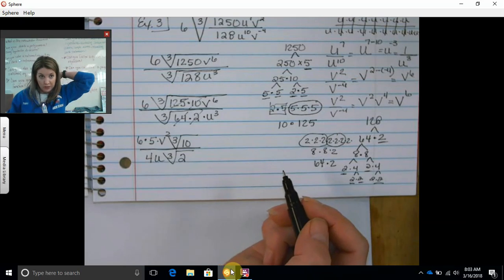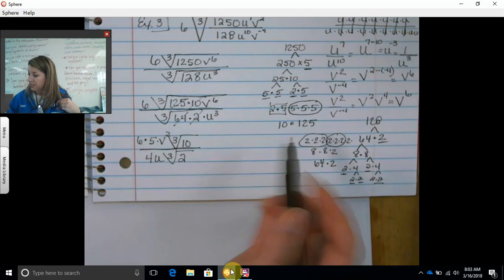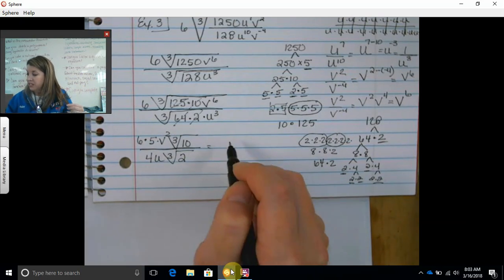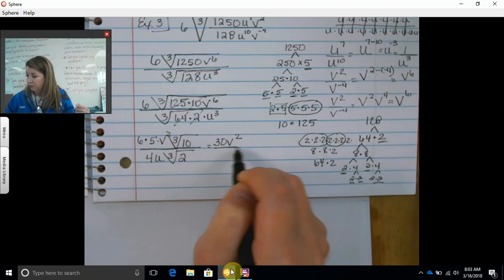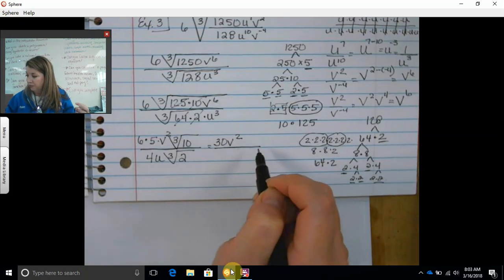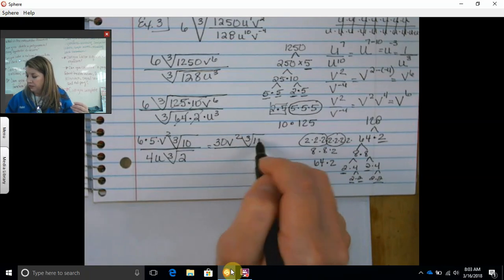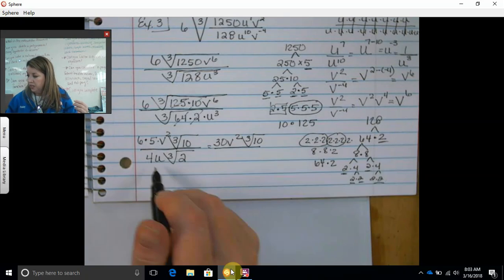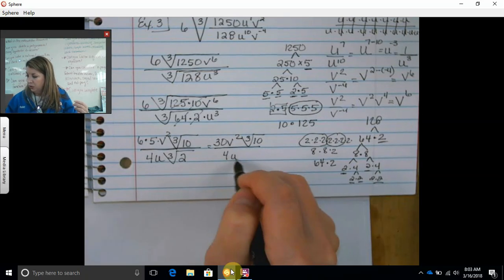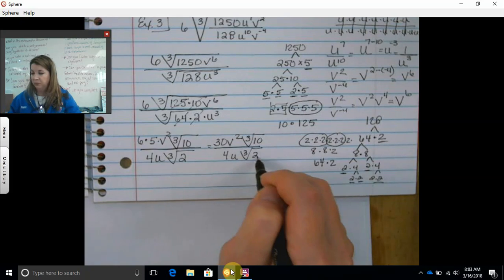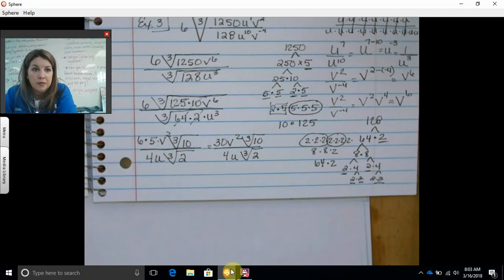So we've taken the cube root, but we can simplify this. In the numerator, 6 times 5 times v squared would be 30v squared times the cubed root of 10. In the denominator, we just have 4u times the cubed root of 2. We're almost finished. I promise the rest of them won't take this long. Or will they? They won't.